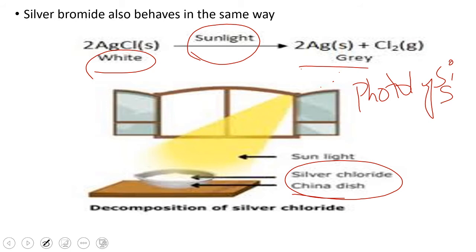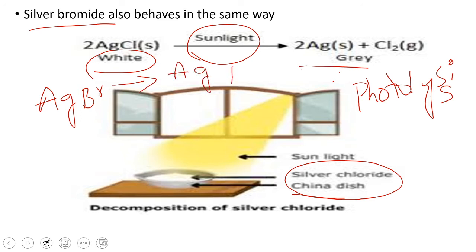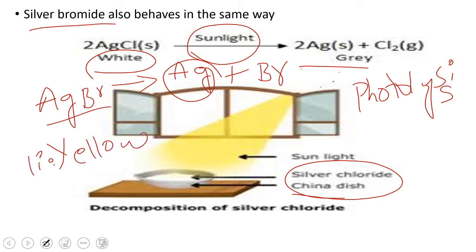And even silver bromide behaves in the same way, like AgBr, which is yellow in color. On exposure to sunlight it decomposes to silver and bromine, where again the silver formed is grey in color, but this compound is a light yellow color compound. So these are also examples of decomposition, but the decomposition takes place in the presence of sunlight. Such reactions are termed photolytic decomposition reactions or photolysis.